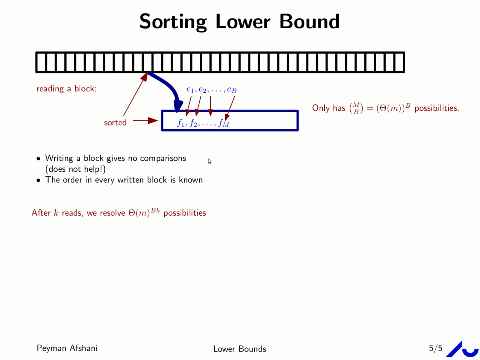If the algorithm wants to write a block, that does not help at all with the comparison. So in other words, the algorithm does not gain any different information by writing blocks. So writing essentially does not help. And the important observation is that every time the algorithm writes a block, the order of the elements in the block are known. So we can always assume that for every block on the disk, the algorithm knows the order of the elements in that block. So it follows that after K reads, the algorithm can resolve this many possibilities.